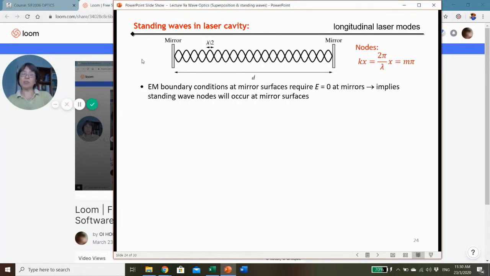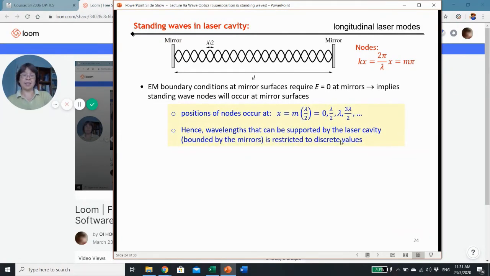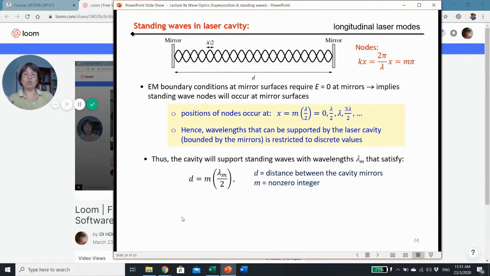The electromagnetic boundary conditions at the mirror surfaces would require that the amplitude be 0 at the mirrors. In other words, the standing wave nodes will always occur at the mirror surfaces. We already know that nodes occur at positions equal to half multiples of lambda. This means the wavelengths supported by the laser cavity, bounded by these two mirrors, will be restricted and have discrete values.